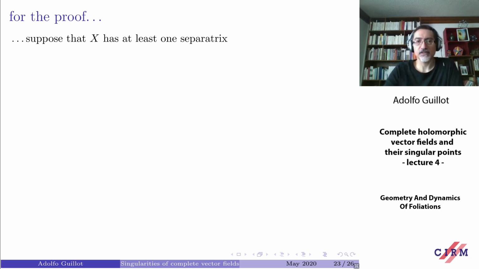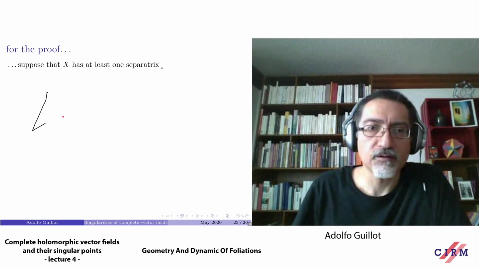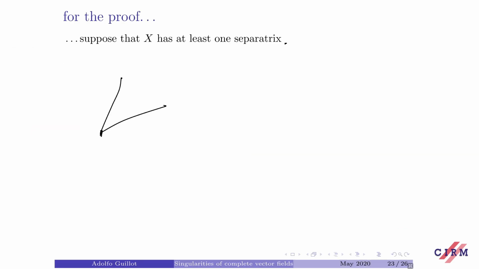I will not tell you more about this, but for this sketch of proof, I will just assume it. So I have my vector field and I have one separatrix. So I have one curve that goes to the singular point. It's not a curve of zeros. And we already saw in the first lecture that along the curve, the vector field is either lambda z d over dz or z squared d over dz.